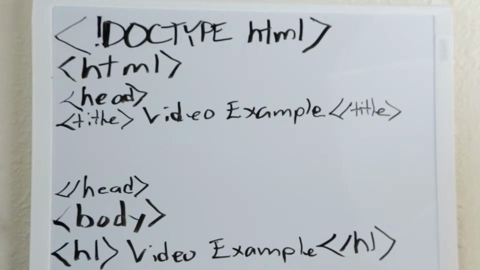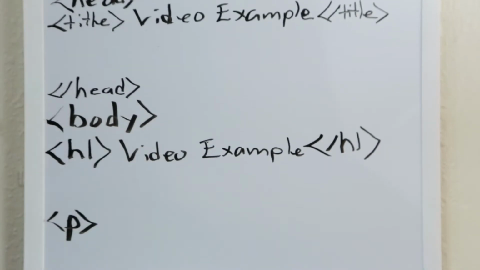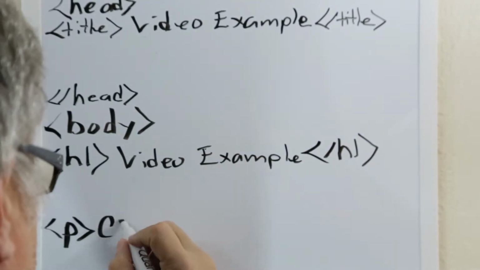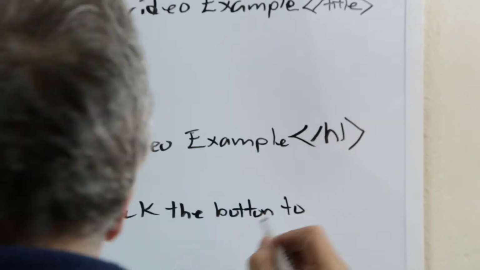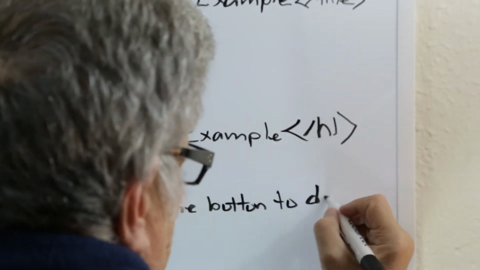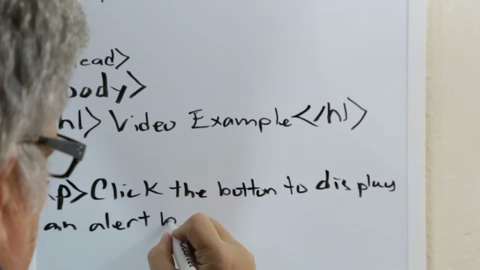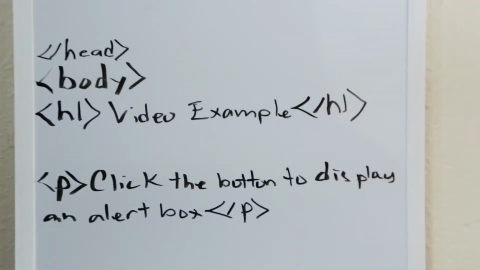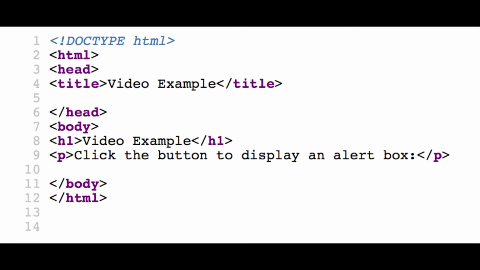Underneath this, I've got one paragraph that's going in here. The P tag is for a paragraph, and this paragraph is going to say, click the button to display an alert box. Close the P. My paragraph is now closed. Alright, so there we have it. We have a little structure. Here we have an example of the HTML code, and there's the example of the page that it will create.